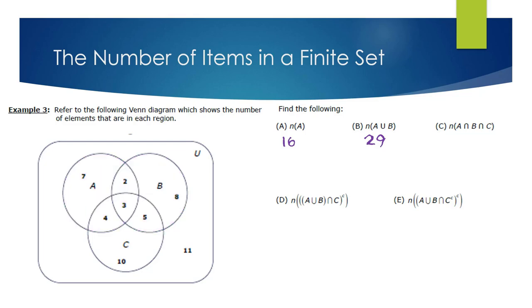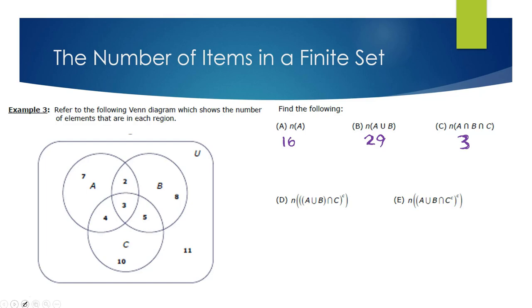For C, I want those that fall in A and B and C. So they have to be in all 3 of them. And that would be this region right here. So there's 3.